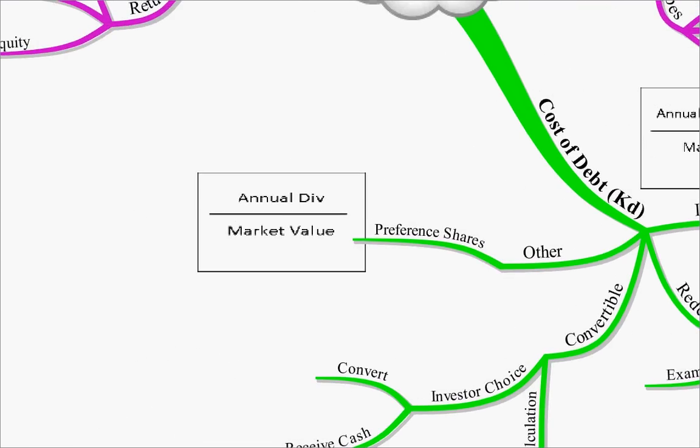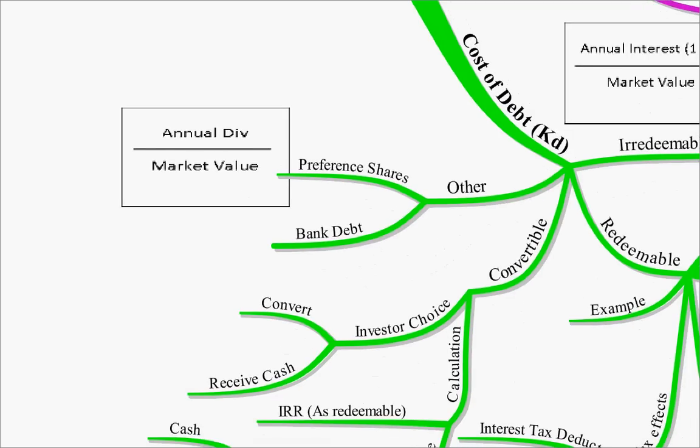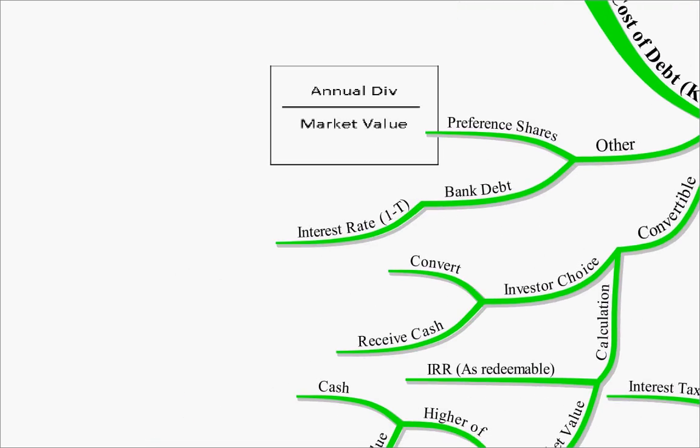So we did an example of that and then moved on to any other types of debt. Well, first of all, we have preference shares. Preference shares will simply be the annual dividend over the market value. Remember, they won't be tax deductible, so it'll just be the annual dividend over the current market value of those preference shares. Bank debt is the other one, and it'll simply be the interest rate adjusted for the tax deducted on it.